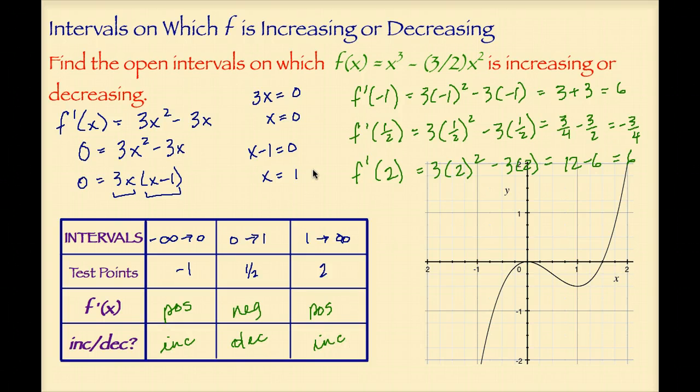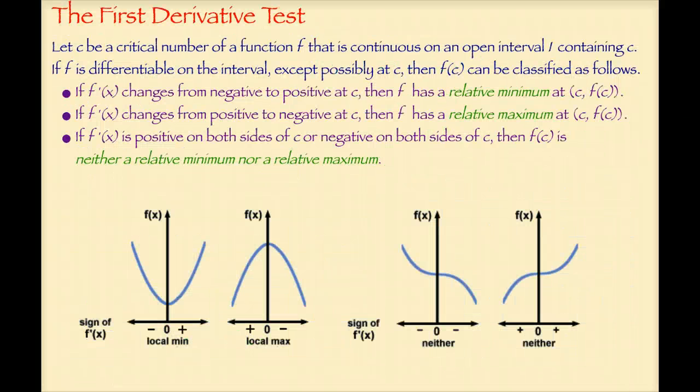This is how we use the first derivative and critical numbers to set up intervals in order to determine which sections of the graph are increasing and which sections are decreasing. The first derivative test. Let c be a critical number of a function f that is continuous on an open interval I containing our critical number c.